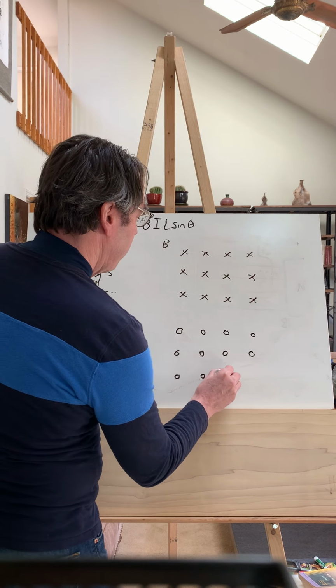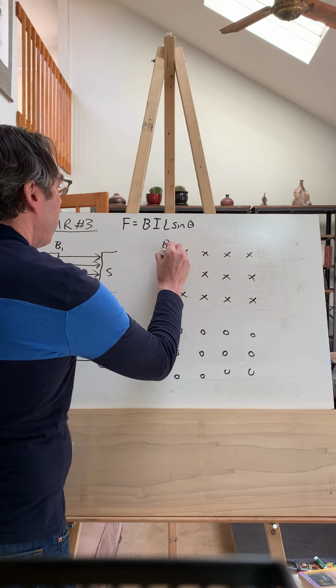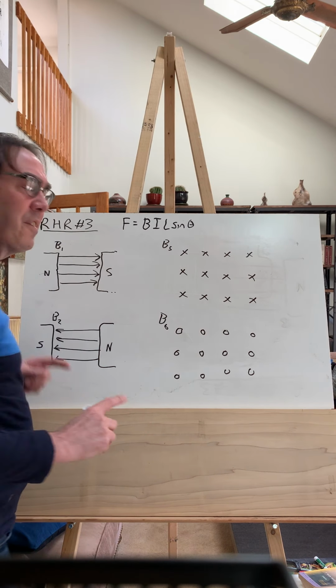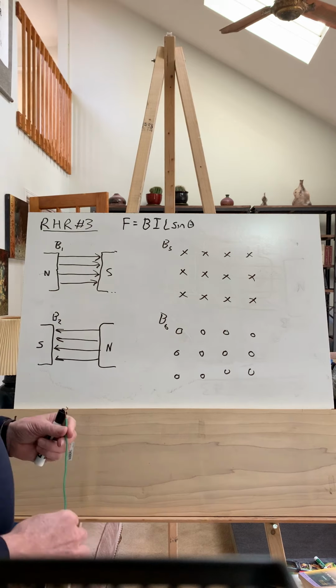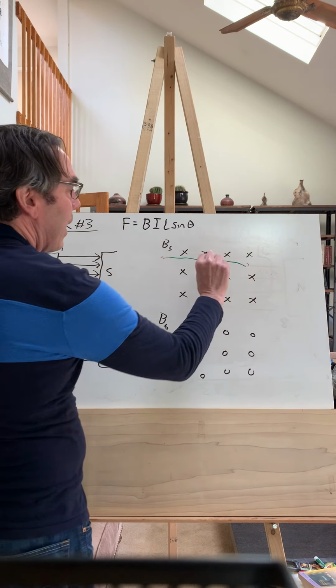And we call that B. And you can get more than one field in a problem, so let's call this field 1, field 2, field 5, and field 6, just to keep them straight. Now, for right-hand rule number 3, the next thing we need after we have that external field established is a wire. And it's going to be a copper wire like this, right?